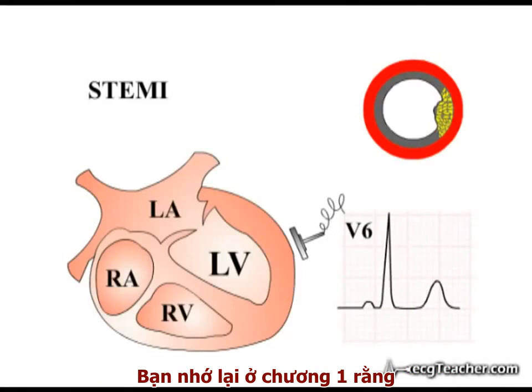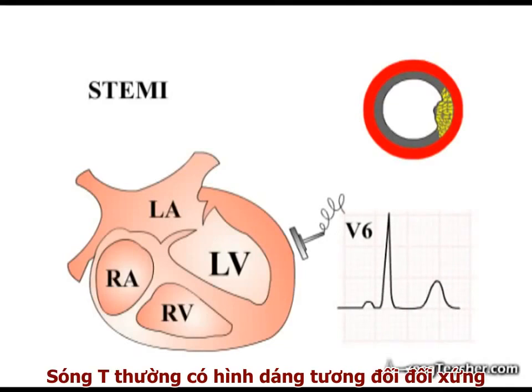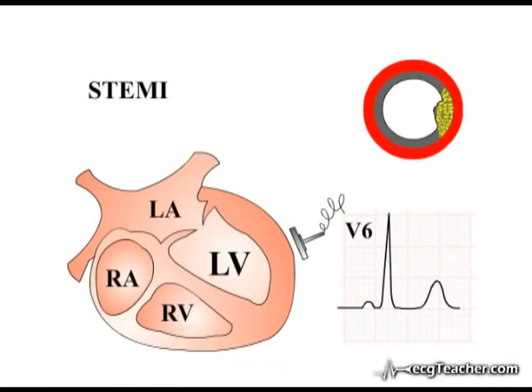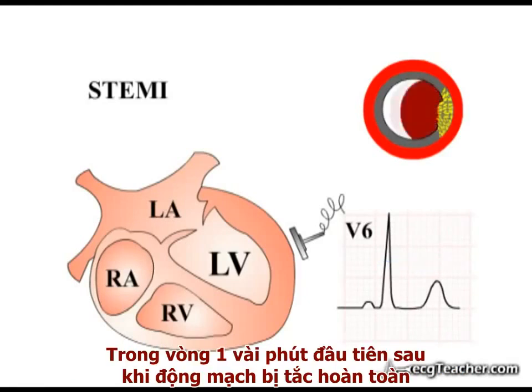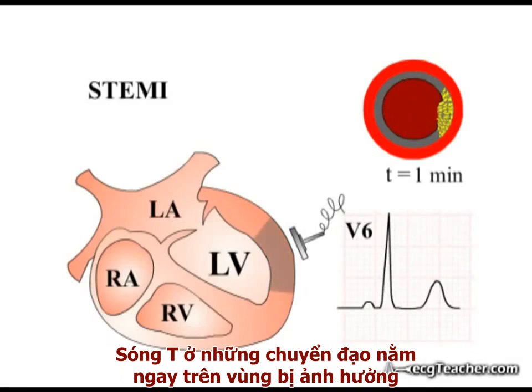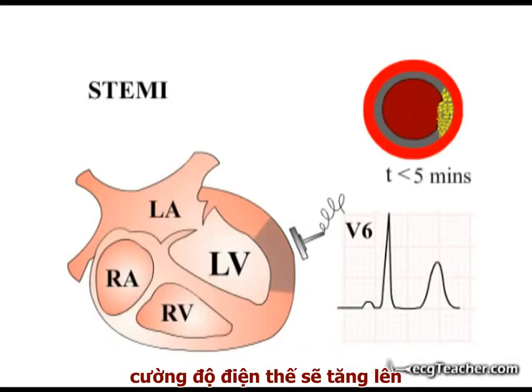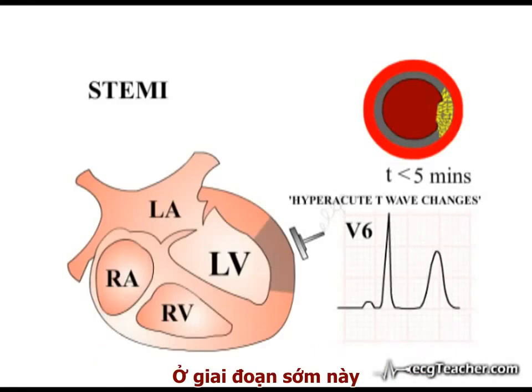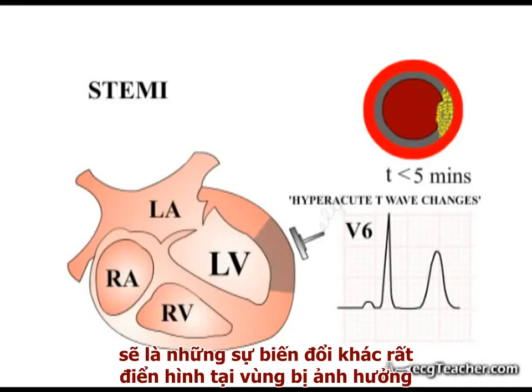You will remember from section 1 that normal T waves tend to be slightly asymmetrical in shape and less than 50% of the height of the preceding R wave. Within the first few minutes of complete vessel occlusion, T waves in the leads overlying the affected area rise in amplitude. The mechanism underlying these hyperacute T-wave changes is unknown. In these early stages, hyperacute T-wave changes are followed by a very characteristic ECG abnormality in the affected leads.